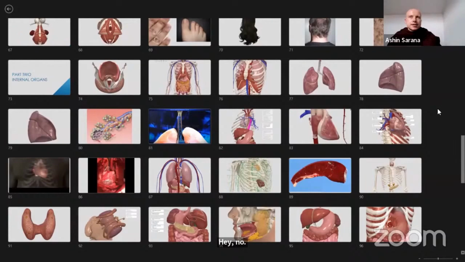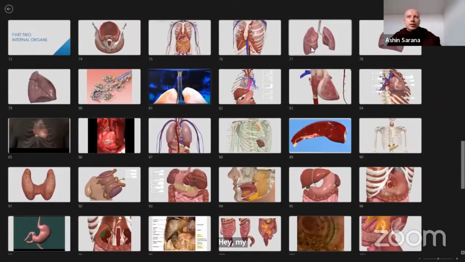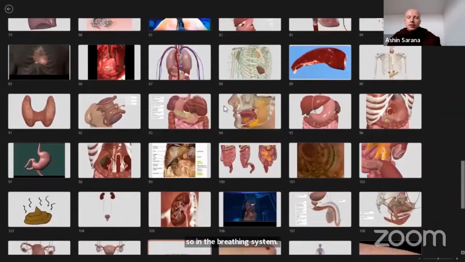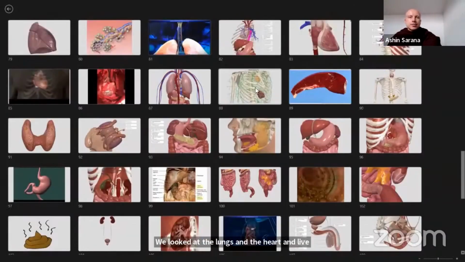So in the breathing system, we looked at the lungs and the heart. In the lymphatic system, we looked at the spleen and the thymus.